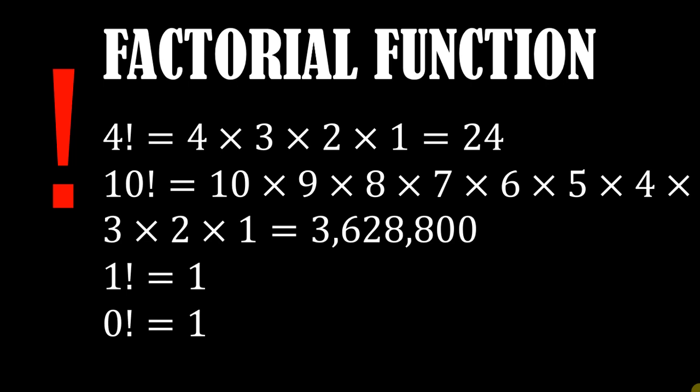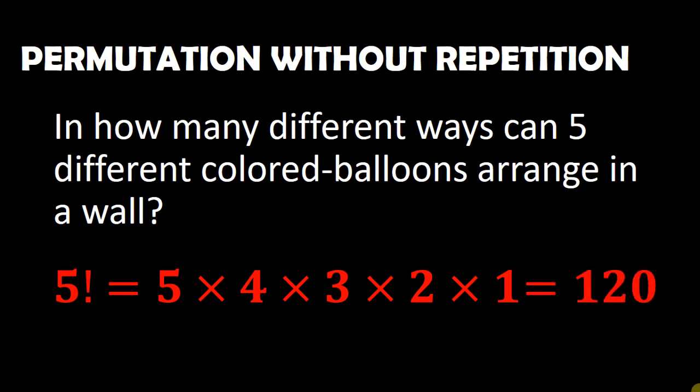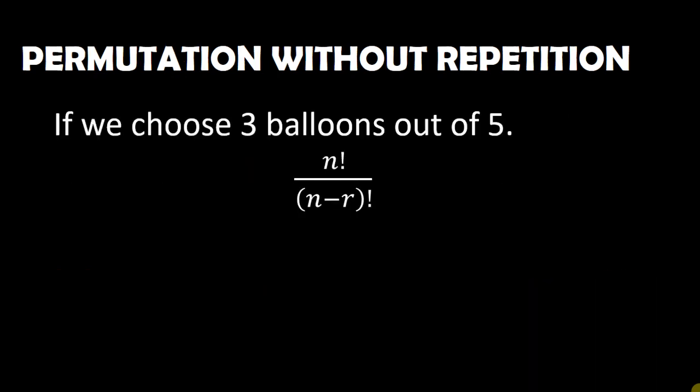Okay, so sa example natin kanina, so yung mamimilian mo is 5 balloons. So that is 5 factorial. And that is equal to 120. Kung yung tatlo lang pipiliin natin sa 5 balloons, so meron tayong formula dito. We have n factorial over n minus r factorial. So yung n, yung 5 balloons na yan. At yung r, tatlo lang yung pipiliin natin. So that is 5 factorial over 5 minus 3 factorial. So that 5 minus 3, that is 2. So that is 5 factorial over 2 factorial. And that is equal to 60.